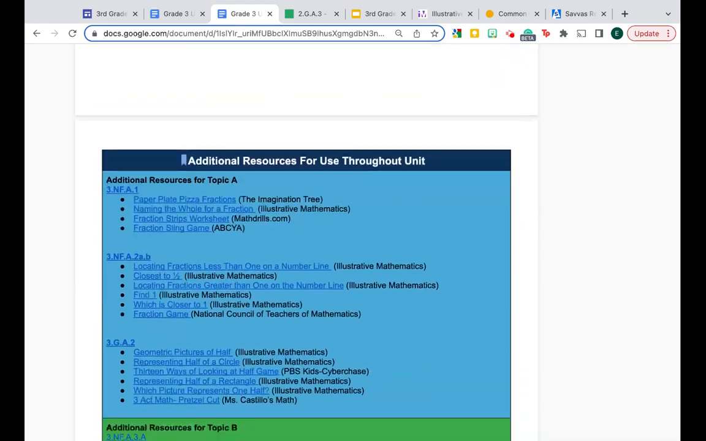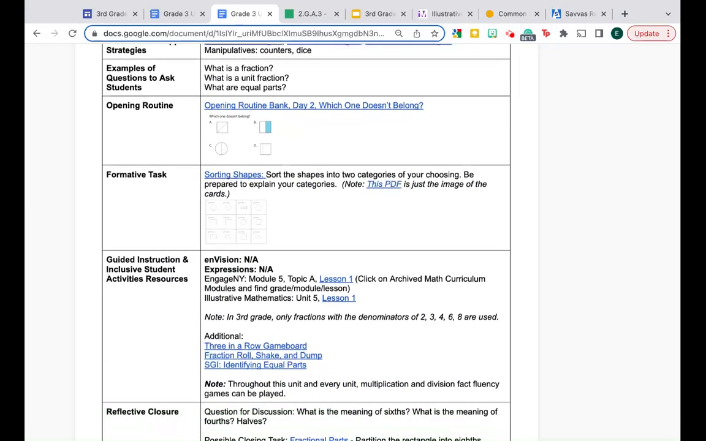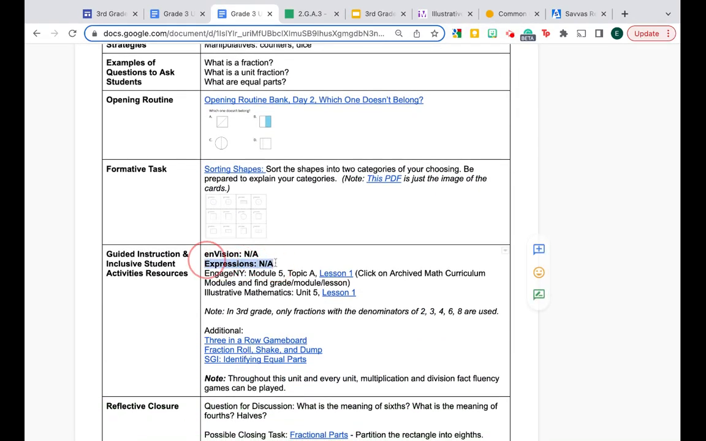All right, what else do I want to point out for you? Well, I want to mention that there are, as always, some lessons that are NA for Envision and Expressions. Let's start with Expressions. Part of the reason you'll see several NAs is that Expressions doesn't spend enough time on fractions, so we wanted to give you additional ways to support students' understanding.